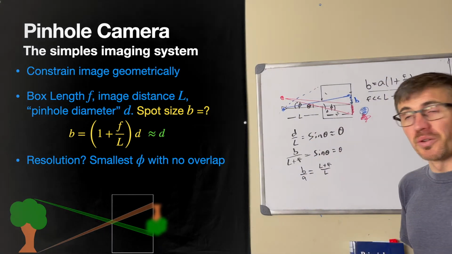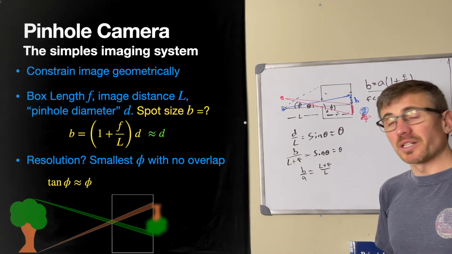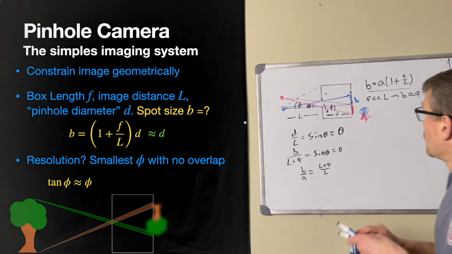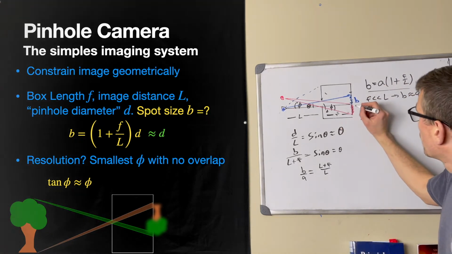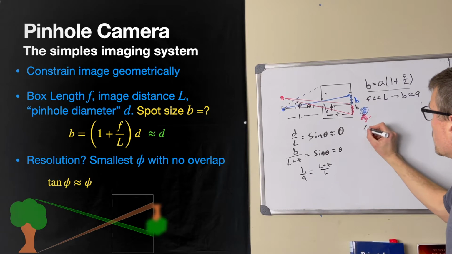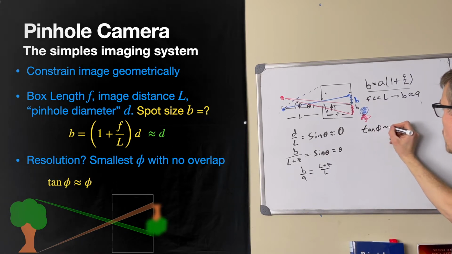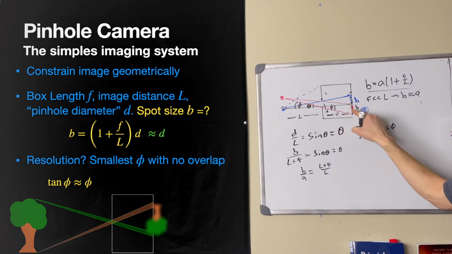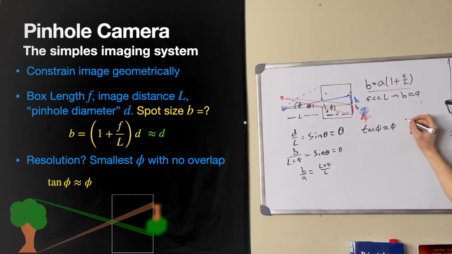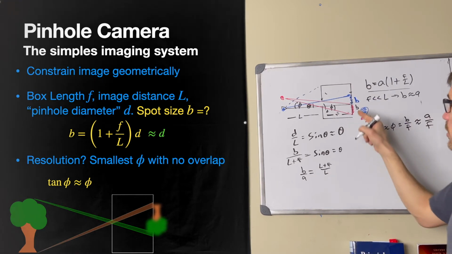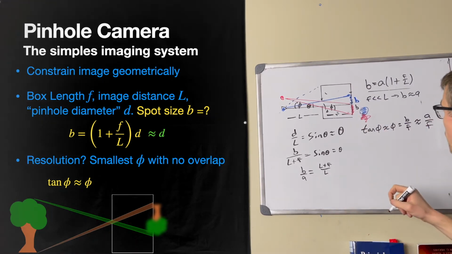The first thing we're going to do in all these problems is apply the small angle approximation. And notice here that tan phi is approximately equal to phi, and tan phi is b over f, the spot size b over f, which is approximately equal to a over f. And that's going to be our minimal resolution here, okay?